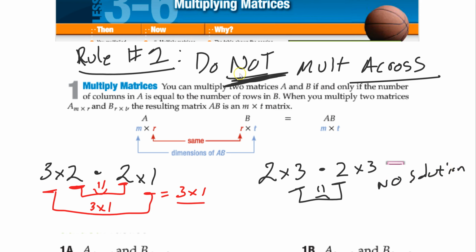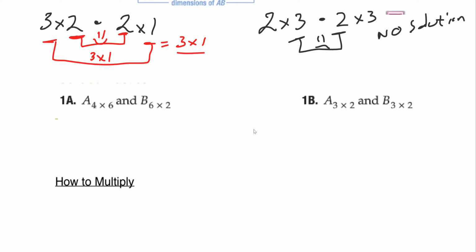So our first step in multiplying matrices is to see if you can multiply them. Again, the middle two have to match. If they match, then you can multiply, and you get a resultant matrix with the outer numbers. That's what this is saying right here. So let's do some examples, just to see if we can multiply. That's all we're caring about right now.